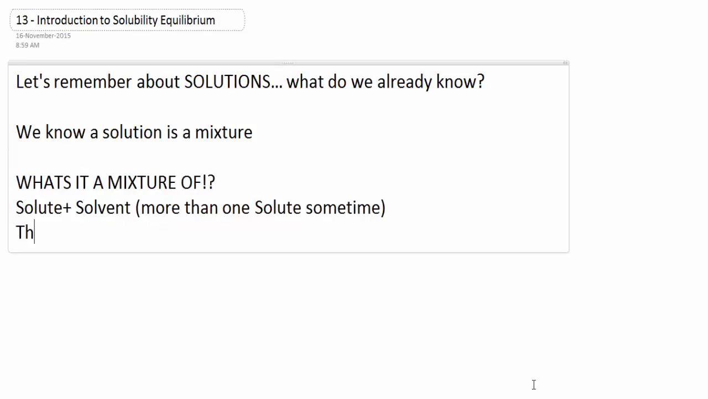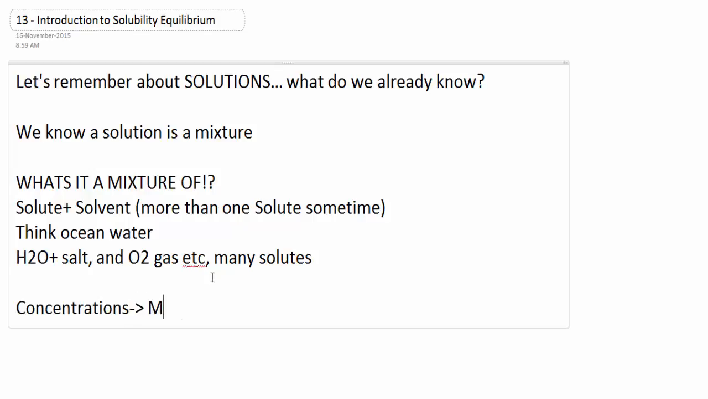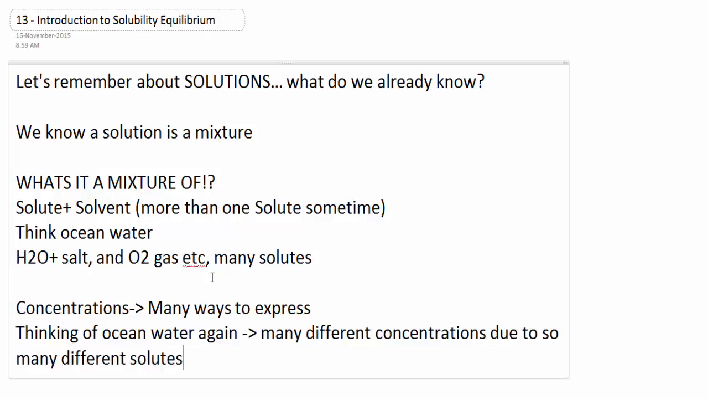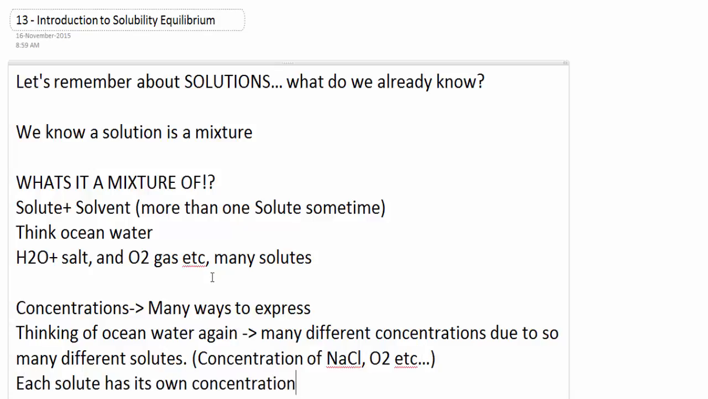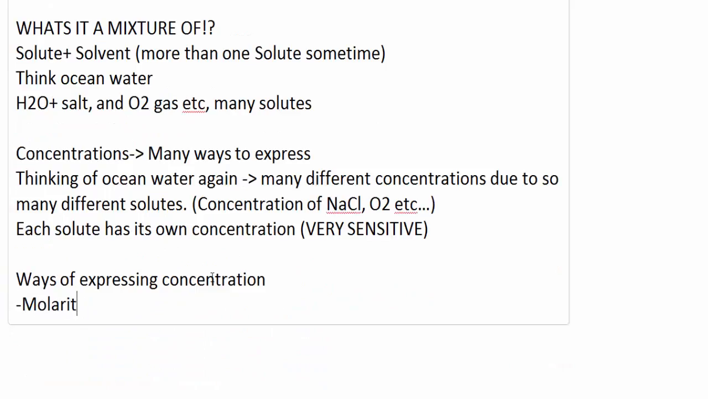First, a solution is a mixture of a solute and a solvent, usually one, but there could be more than one solute. Think of ocean water. There's water, salt, oxygen gas, many solutes in there. Let's talk about concentration then. There's lots of ways to express concentration. Think of ocean water again. There's many different concentrations due to so many different solutes. For example, the concentration of sodium chloride, oxygen, etc. So each solute has its own concentration, and this is a very sensitive topic and something to remember carefully.